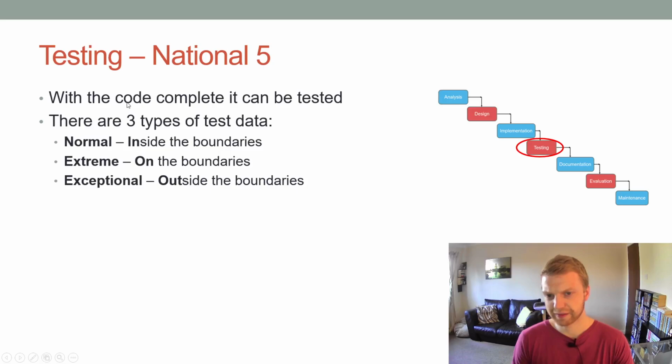So let's begin with the National 5 stuff. At National 5 level, you should remember, hopefully you remember, the different types of test data, and that is normal, extreme and exceptional. Now normal is when your test data is inside a set of boundaries. Extreme is when you're on those boundaries, and exceptional is when you're out with them.